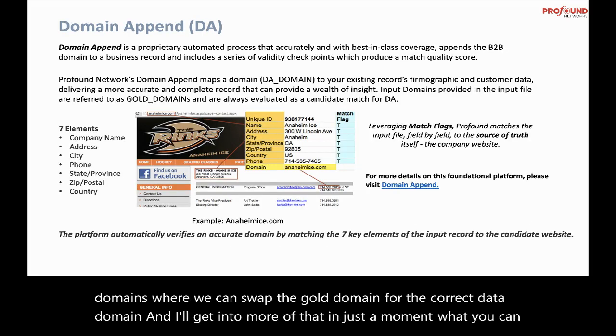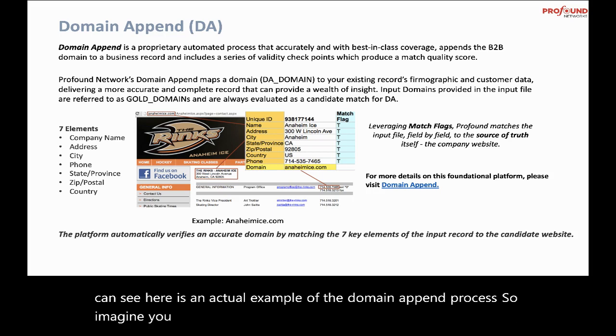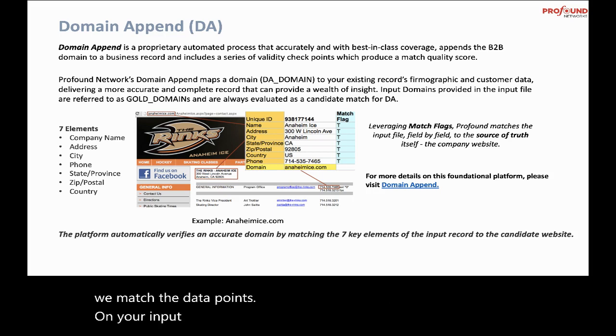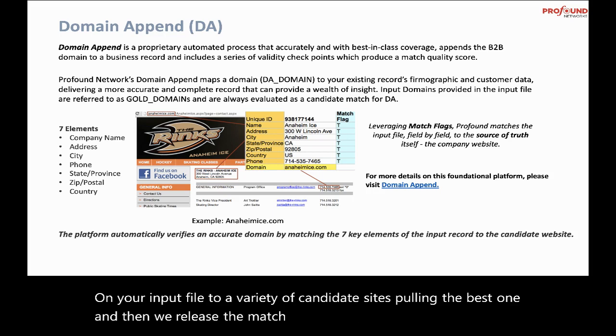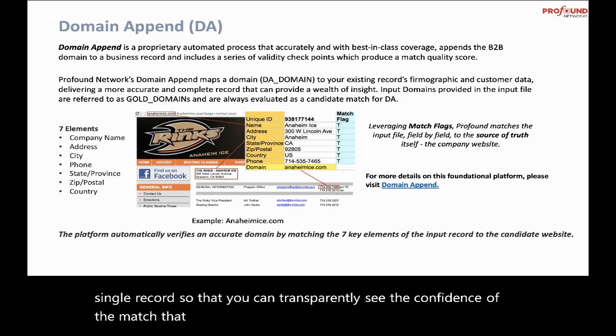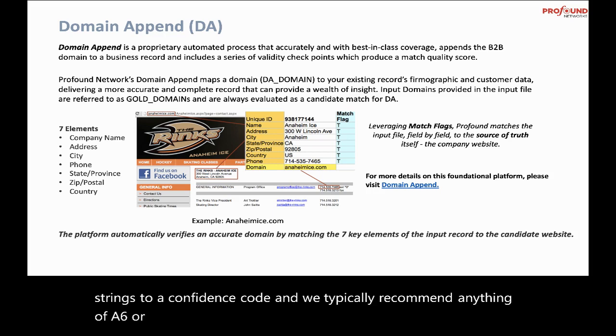What you can see here is an actual example of the domain append process. So imagine you gave us what's detailed on the spreadsheet, Anaheim Ice on Lincoln Avenue in Anaheim, California. What Profound does is we match the data points on your input file to a variety of candidate sites, pulling the best one, and then we release the match flag strings. And we do this on every single record so that you can transparently see the confidence of the match that we identify. And we do quantify the match flag strings to a confidence code. And we typically recommend anything of a 6 or higher to be effective.